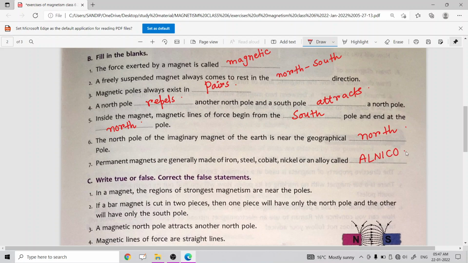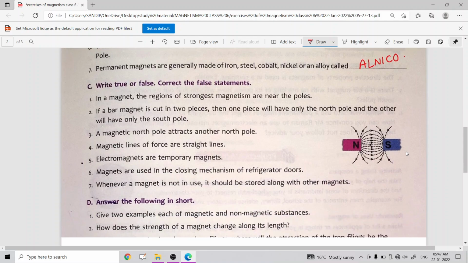Now we move to the next part, that is C. Write true or false, and correct the false statement. The first one is: in a magnet the regions of strongest magnetism are near the poles. So it is true.